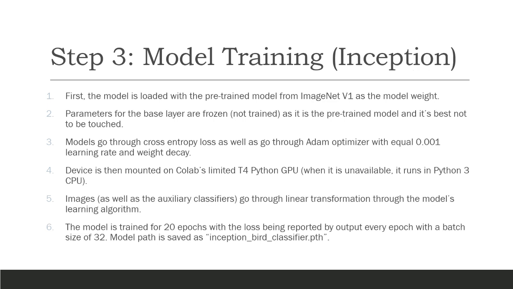A similar thing will be done for Inception, except we'll also use an equal 0.001 learning rate and weight decay. The images will also be accompanied by the auxiliary classifiers. The model is also trained for 20 epochs instead, with loss being reported by output every epoch with a batch size of 32. The model path is saved.